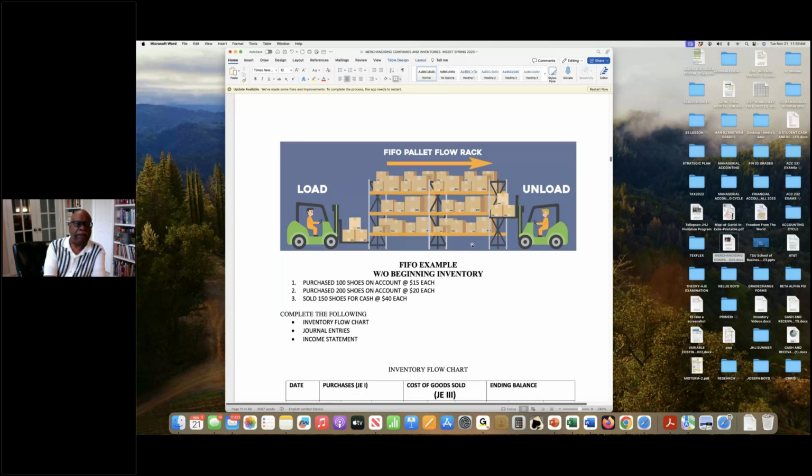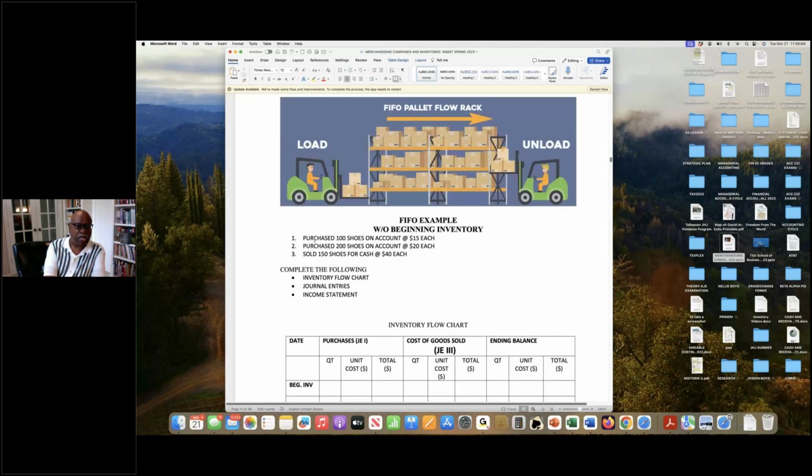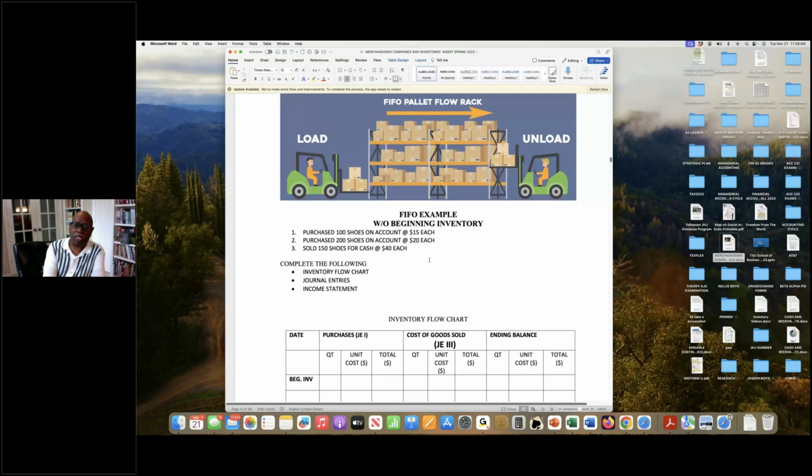Different example this time. We purchased 100 pairs of shoes at $15 each. We purchased 200 pairs of shoes at $20 each, and we sold 150 pairs of shoes. So we're just looking at this one example now, and we're using FIFO. To keep track of our inventory, we use what's called an inventory flow chart.